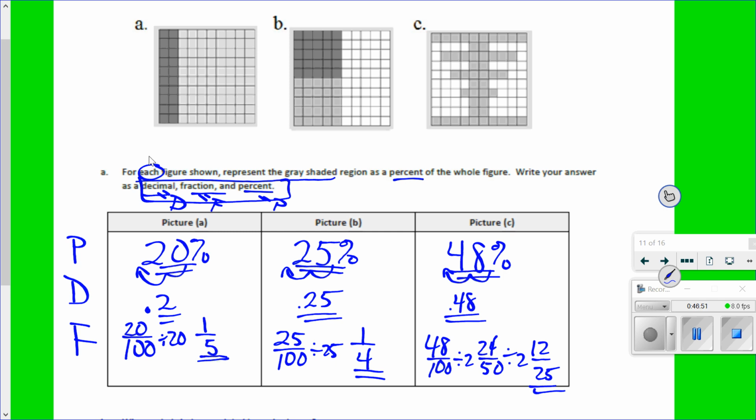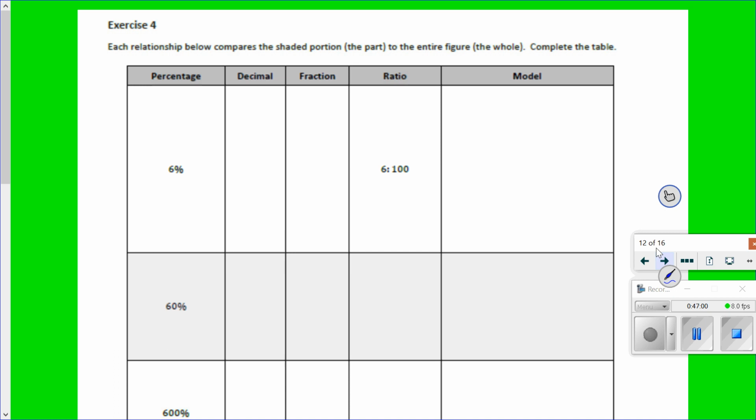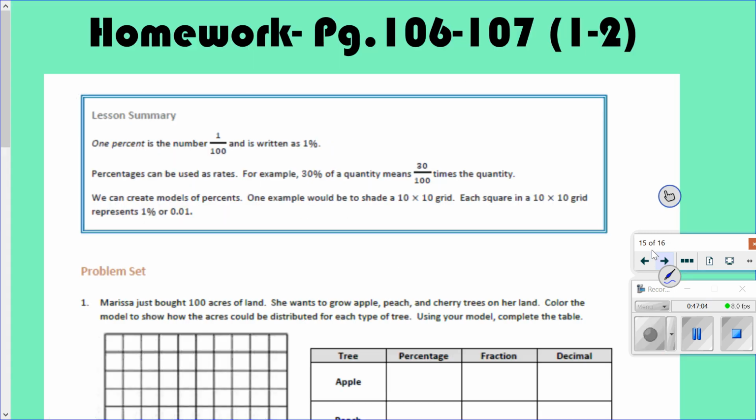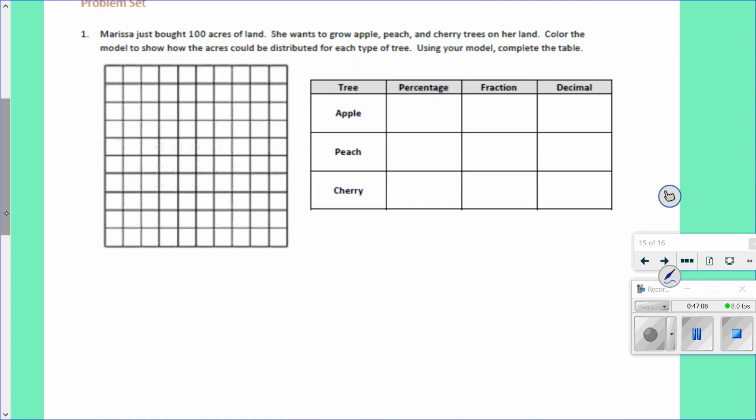Pretty easy? Okay, so we are probably going to come back and do some more of these problems, but unfortunately we're almost out of time. So turn to page 106. This homework, guys, is really easy. I'm not wrong. Every once in a while I am, but not often.